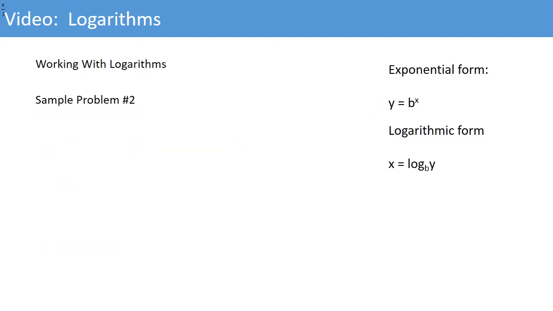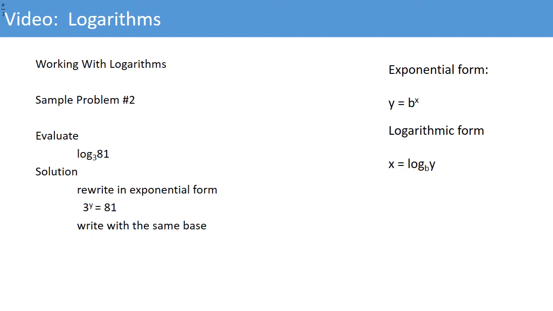Sample problem number 3. Evaluate the logarithm of 81 to the base 3. Solution. Rewrite in exponential form. 3 to the exponent y is equal to 81. Write with the same base. 3 to the exponent y is 3 to the exponent 4. Set an equation from the exponents. y is equal to 4.